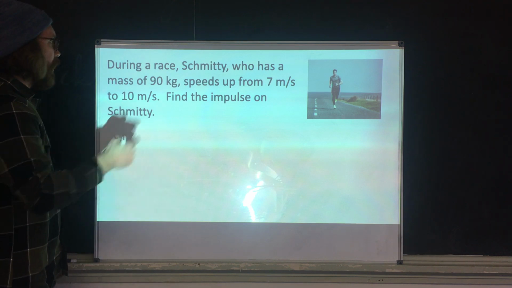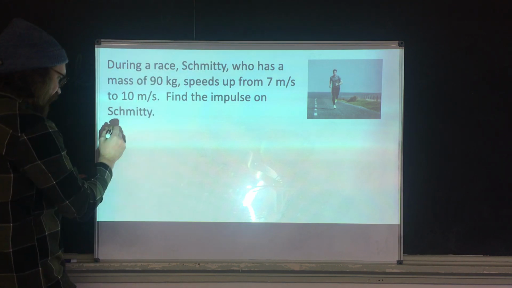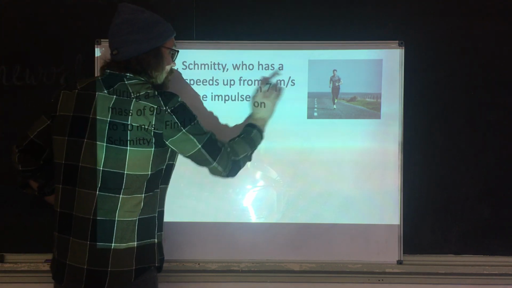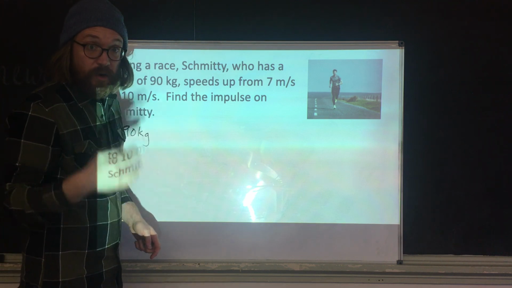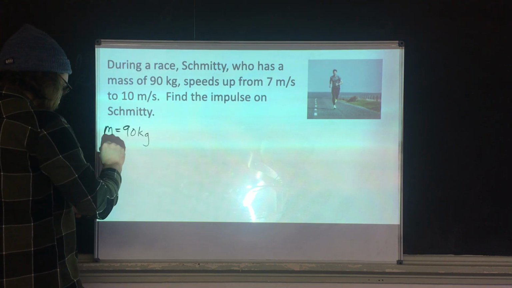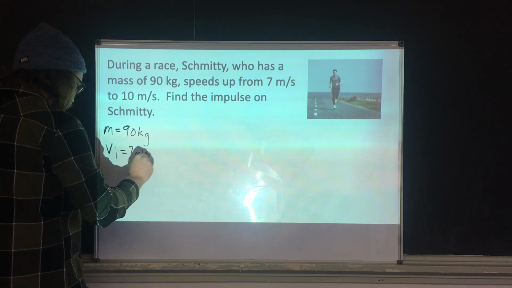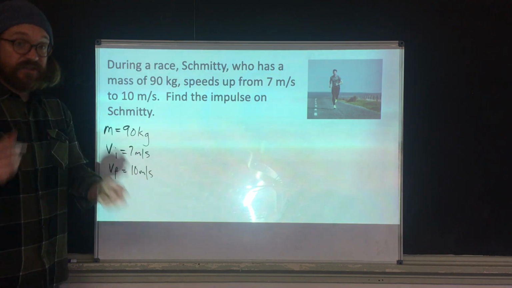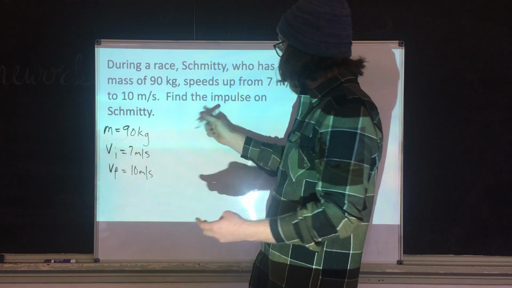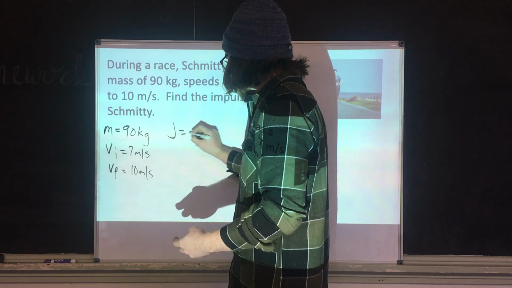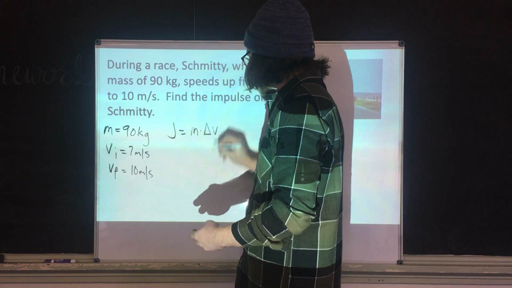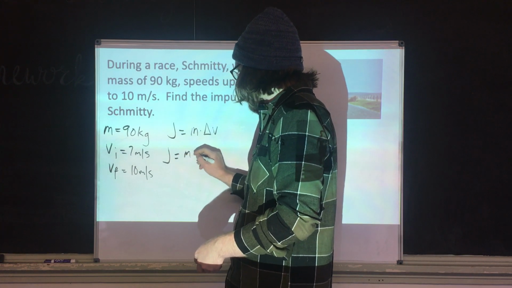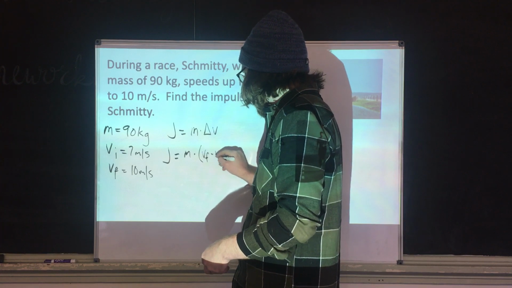All right, let's do a couple examples real fast so you can see how to use these three equations. We got Smitty running down the road. He's got a mass of 90. As always, make a chart. So we got 90 kilograms. He speeds up from 7 meters per second to 10. These are velocities. We have an initial velocity of 7 meters per second and a final velocity of 10 meters per second. For this one, we are just gonna use our normal impulse. So impulse is equal to mass times a change in velocity, which means impulse is equal to the mass times the final velocity minus the initial velocity.